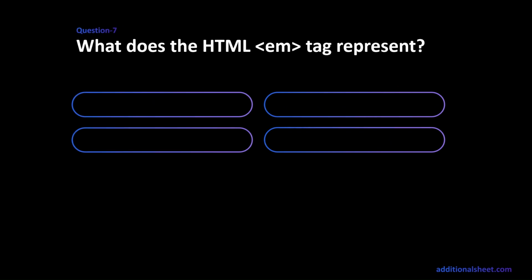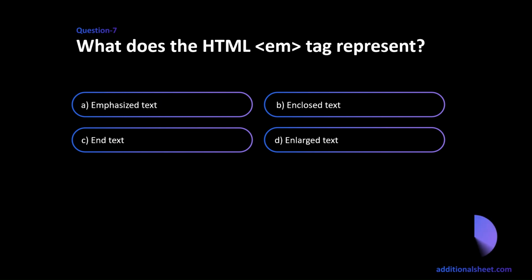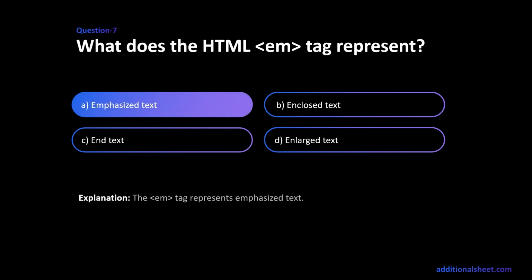What does the HTML EM tag represent? Options: A. Emphasize text. B. Enclose text. C. End text. D. Enlarge text. The correct answer is option A. Emphasize text. The EM tag represents emphasized text.